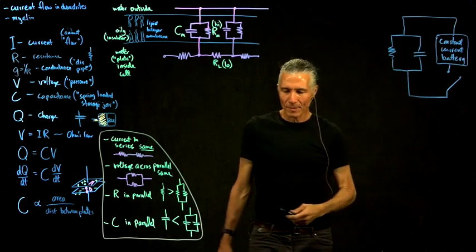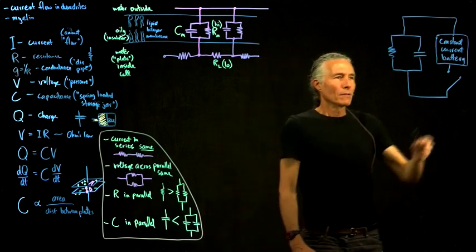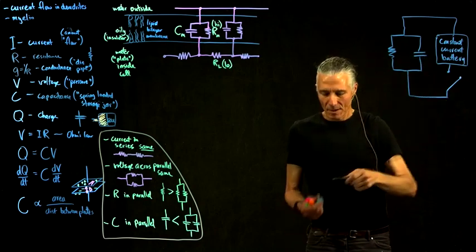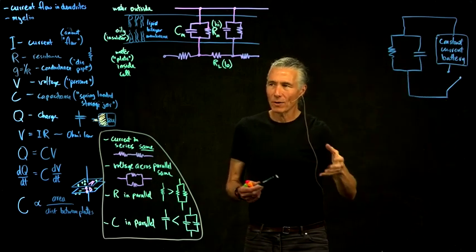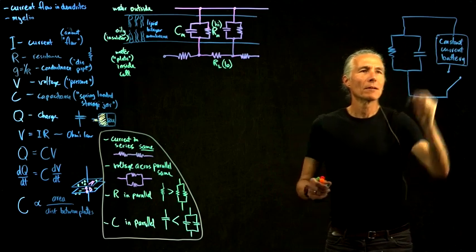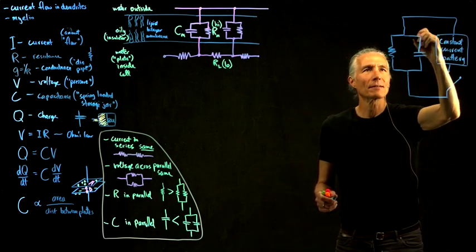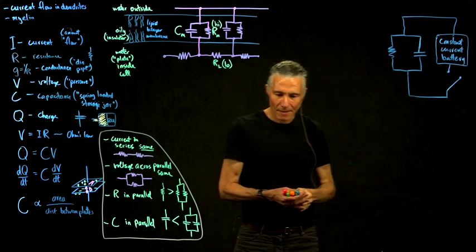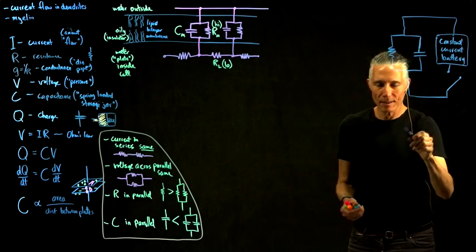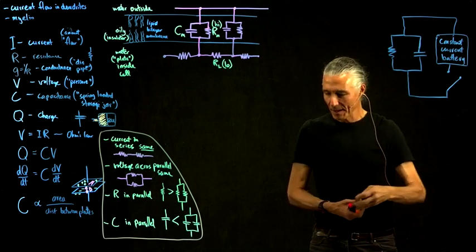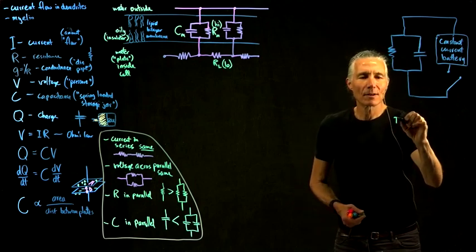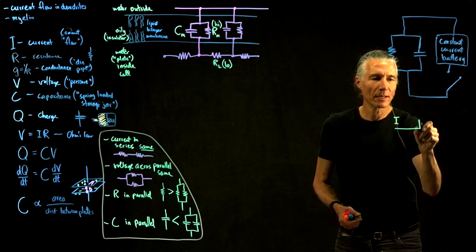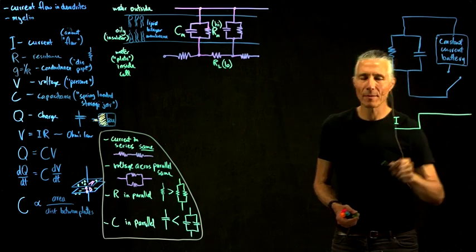So the question is, what happens when we close this switch? Before we close the switch, there's no current flowing anywhere. The voltage is zero everywhere. We've assumed that we've discharged the capacitor. So we're starting at zero. And then if we plot the amount of current that comes out of the battery, you shut the switch, and then a constant amount of current comes out of the battery.